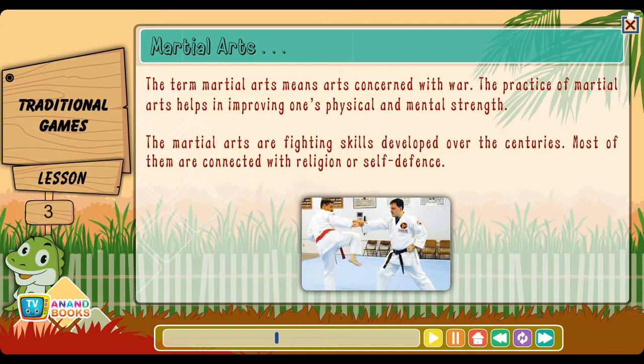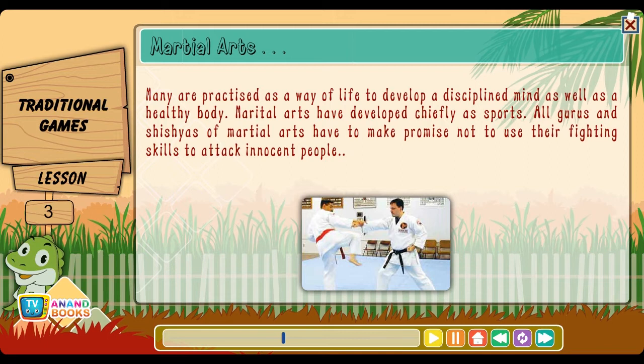The martial arts are fighting skills developed over the centuries. Most of them are connected with religion or self-defense. Many are practiced as a way of life to develop a disciplined mind as well as a healthy body. Martial arts have developed chiefly as sports.